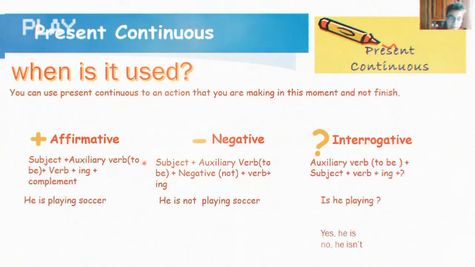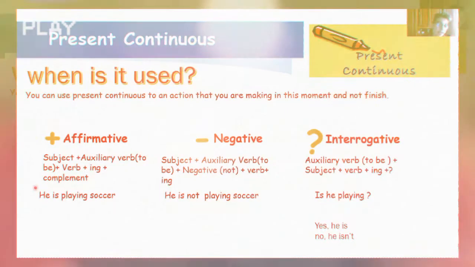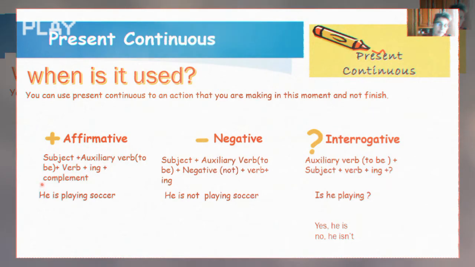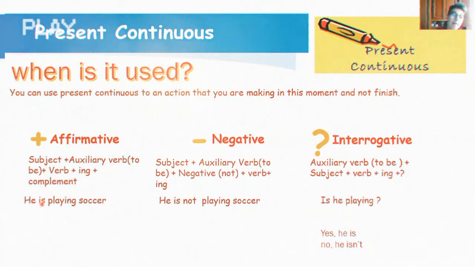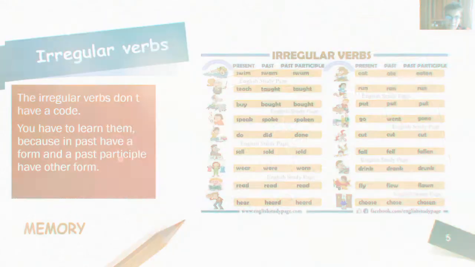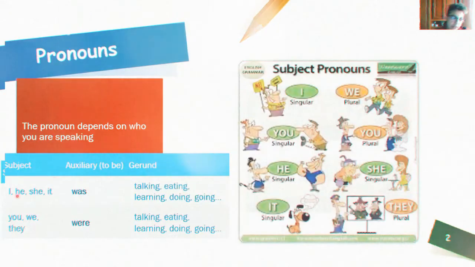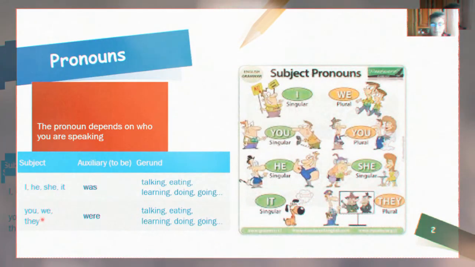Remember that I said the verbs and the pronouns have a relation? Yes, in this case, because of he, the auxiliary verb is. But if you are speaking about I or you, the verb changes. The verb is like are. I, he, she, and it have the same verb, and you, we, and they have the other one.